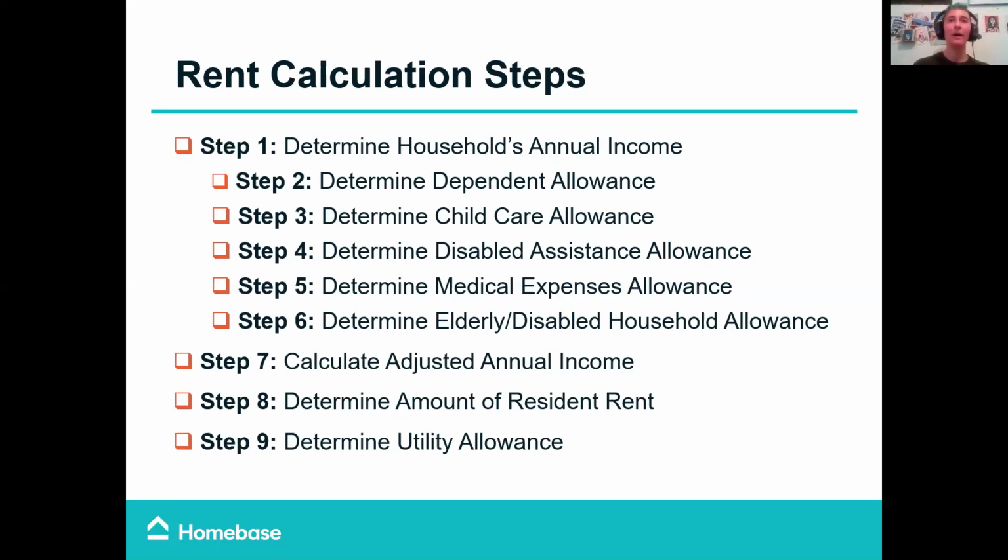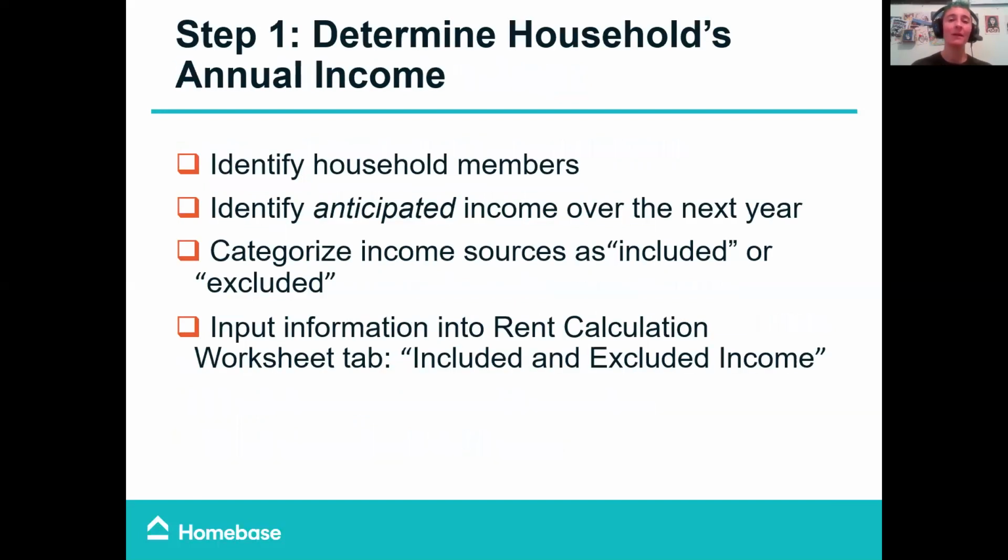Okay, so for step one on the next slide, you want to make sure you know all of the members of the household. And for each of those members, you're going to be identifying the anticipated income over the next year. That's a key part through all of these steps when we're talking about figuring out what income is going to happen or even what expenses are going to happen a little bit later on. You're anticipating what that income is going to be over the next year.